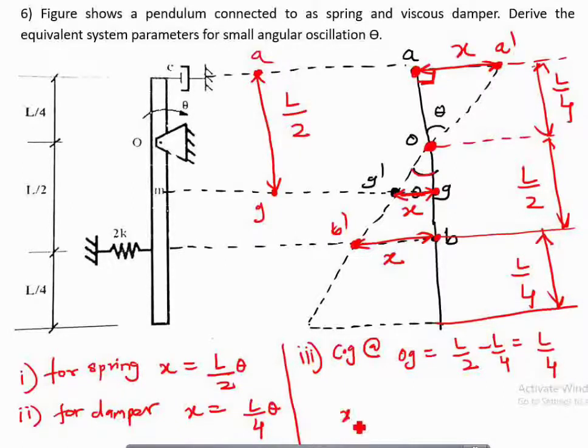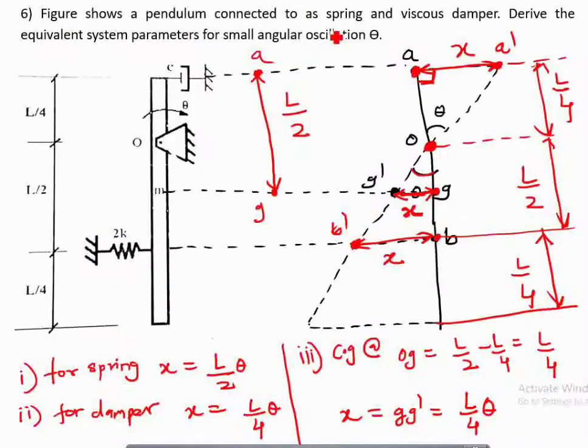So what is the corresponding x at the CG? This x corresponding to the CG, the distance G to G dash, is equal to L by 4 into theta. Now I have got all the relations: x for the CG displacement, x for the displacement of the spring, and x for the displacement of the damper. Once you have got this, let's first solve the kinetic energy.